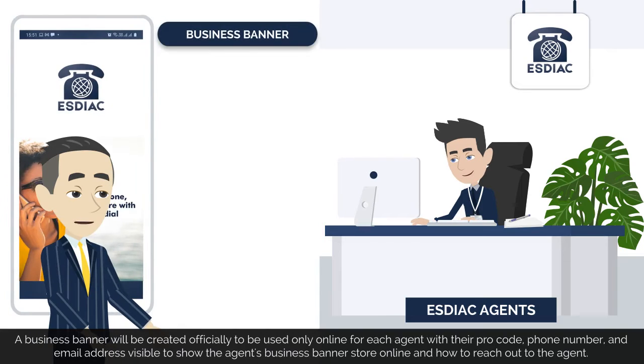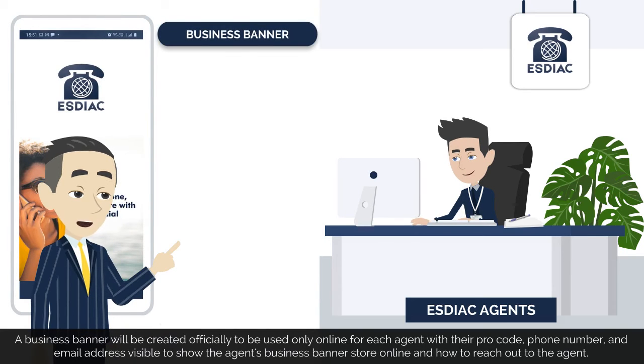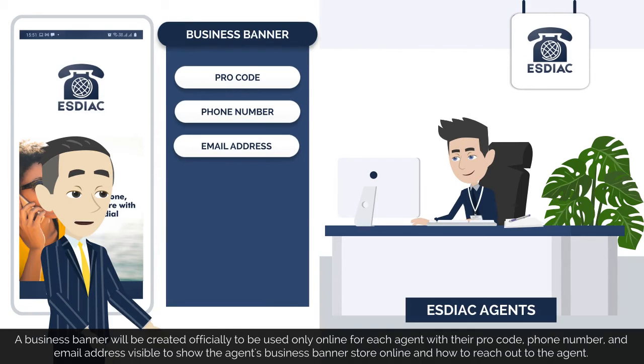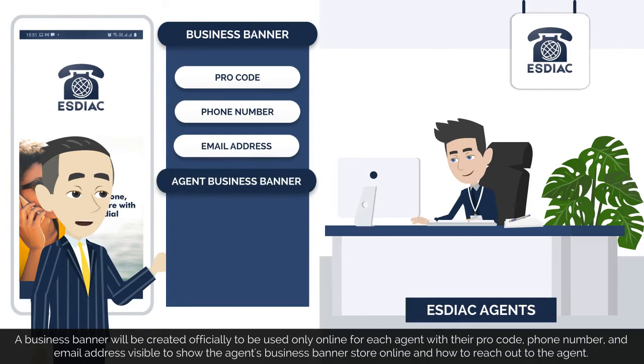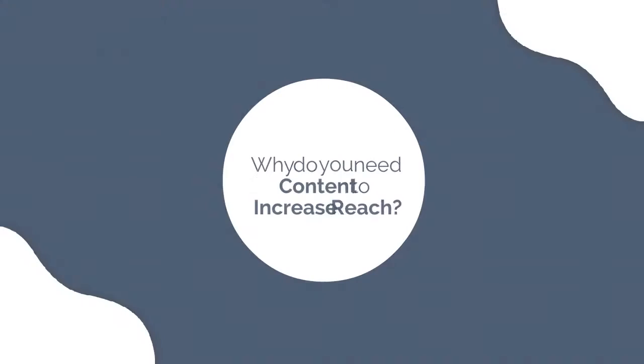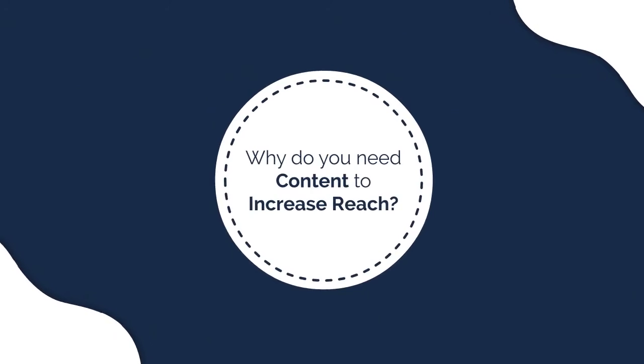A business banner will be created officially to be used only online for each agent with their pro code, phone number, and email address visible to show the agent's business banner store online and how to reach out to the agent. Why you need content to increase reach.